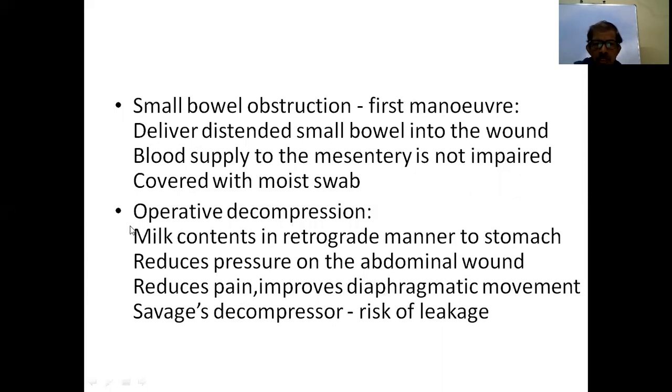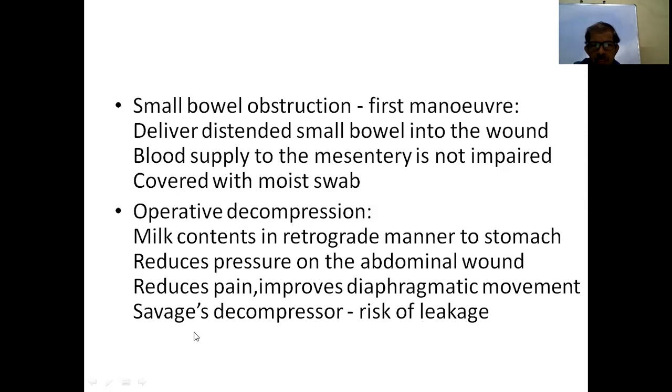encouraged. So what you have to do is milk the contents in a retrograde manner to the stomach, wherein you have already instituted a wide bore Ryle's tube which will suck out all the contents. This is a very, very important step in intestinal obstruction of the small bowel particularly. You have to milk the contents, both gas and fluid, back into the stomach for easy sucking.